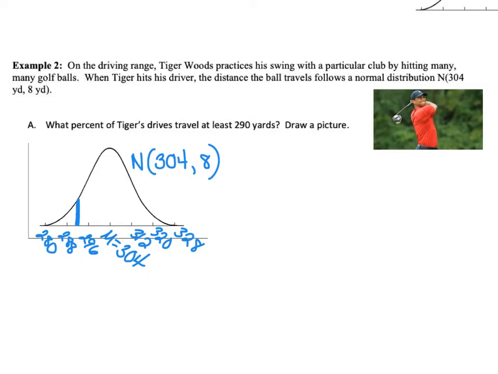So to explore this, we're going to revisit this question about Tiger Woods. We've already answered this question where it says what percent of Tiger's drives travel at least 290 yards, and we did it by drawing a normal distribution. We labeled it capital N with our mu and our sigma, and I'm asking, what percent are greater than 290? We then found our z-score and used table A and found it to be approximately 0.9599, or almost 96%, from table A.